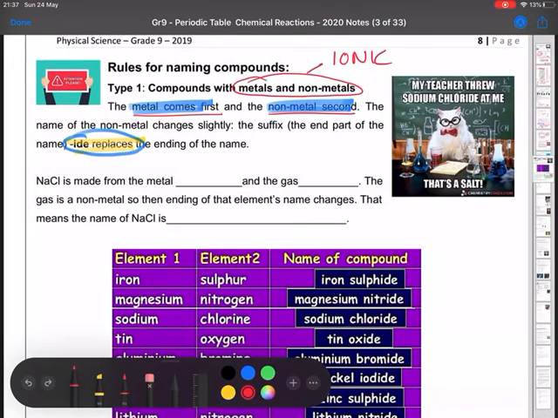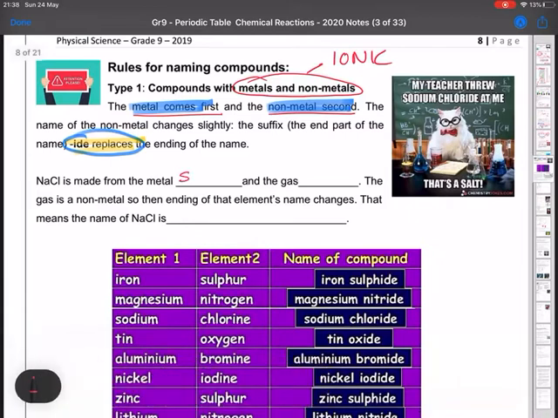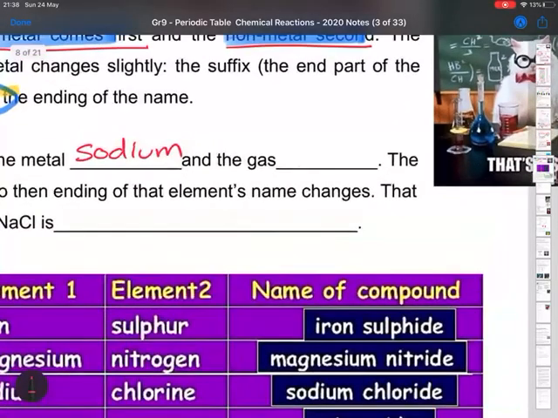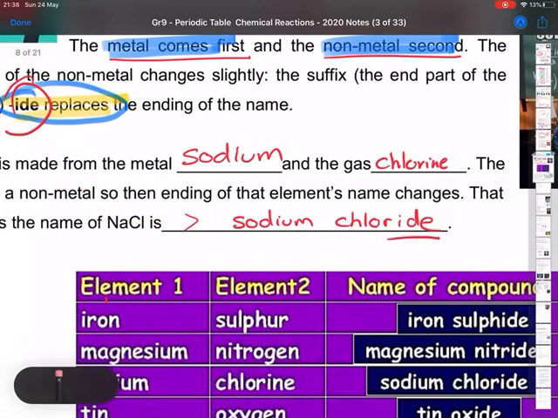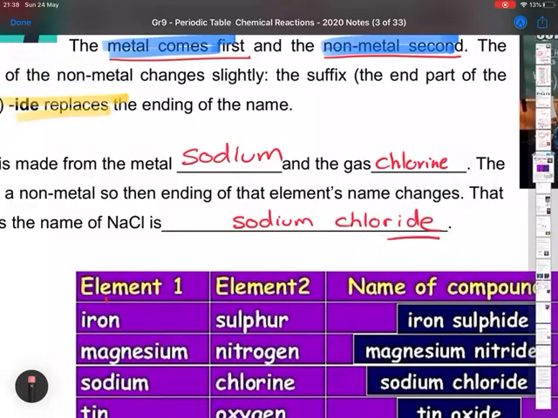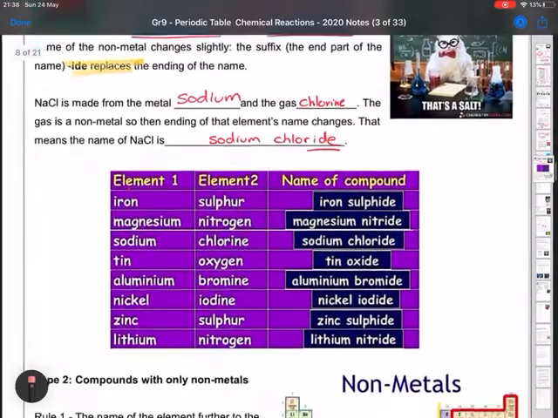So we've got sodium, metal, and chlorine's the gas, which is a non-metal. And because it's a non-metal, the ending of that element name, chlorine, changes. So instead of saying chlorine, we replace it with an "ide." So sodium, sodium chloride. Okay, and it's as easy as that. So let's look at some examples.